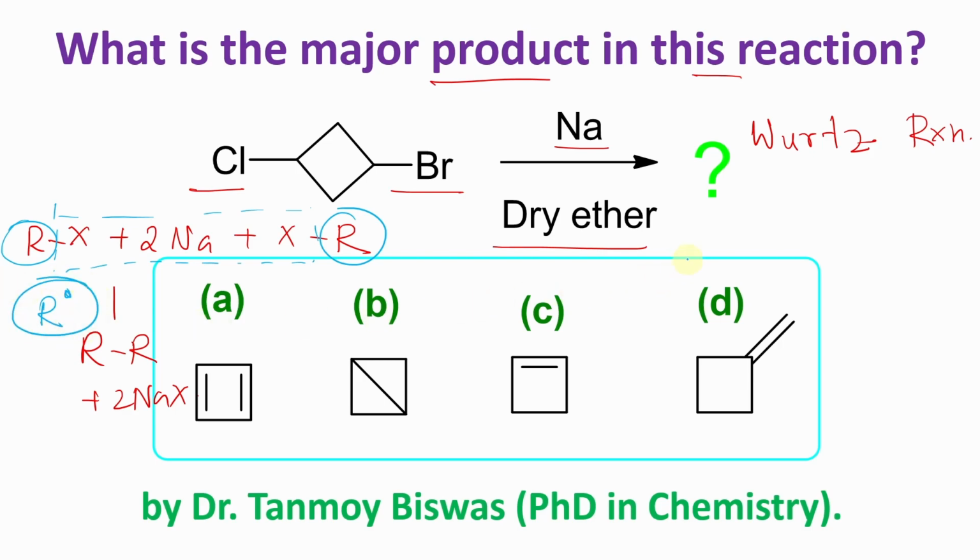An anhydrous solvent is needed. Why? Because if moisture is present, sodium can react violently with water and produce sodium hydroxide and hydrogen. So in order to avoid that side reaction, this dry ether condition is used.